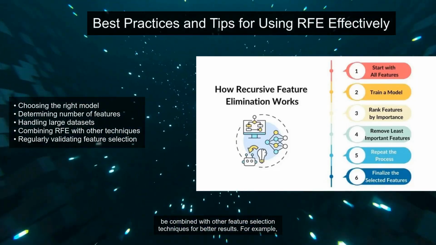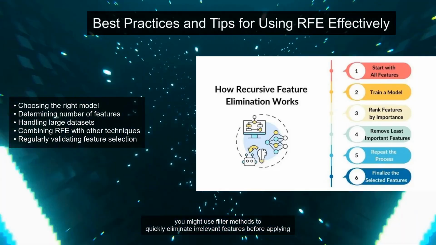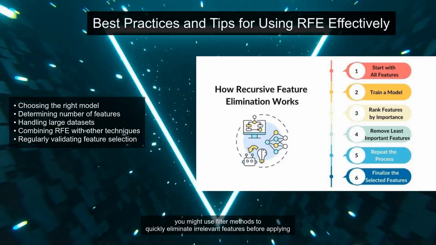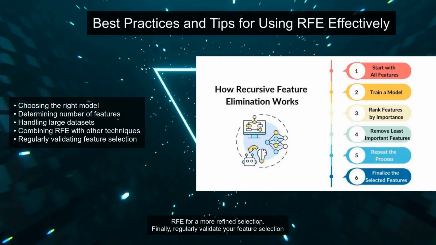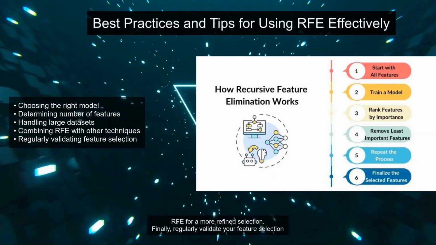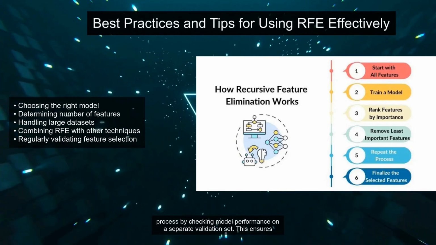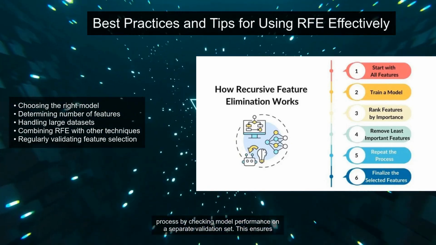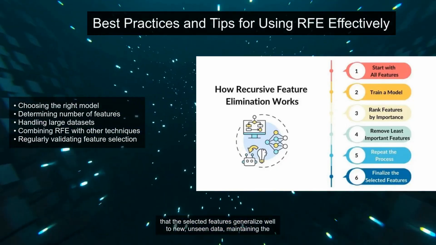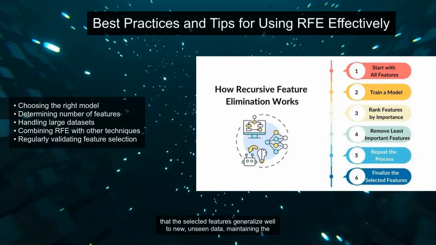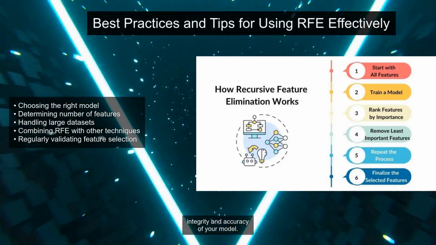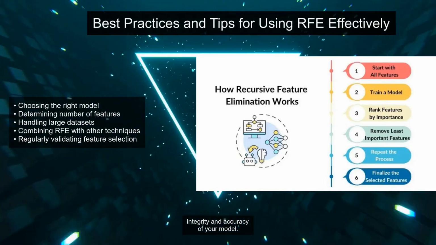RFE can also be combined with other feature selection techniques for better results. For example, you might use filter methods to quickly eliminate irrelevant features before applying RFE for a more refined selection. Finally, regularly validate your feature selection process by checking model performance on a separate validation set. This ensures that the selected features generalize well to new, unseen data, maintaining the integrity and accuracy of your model.